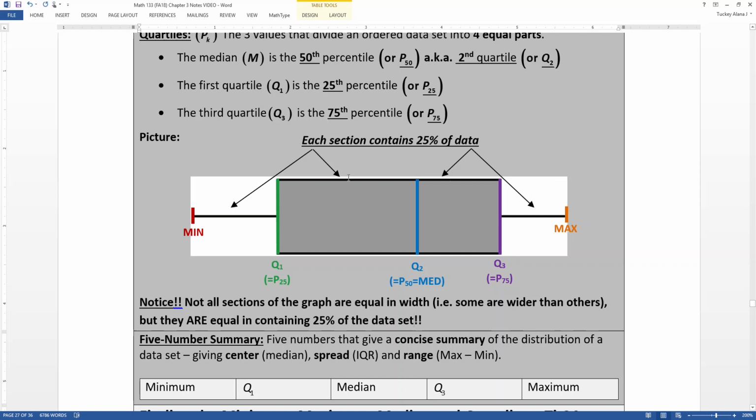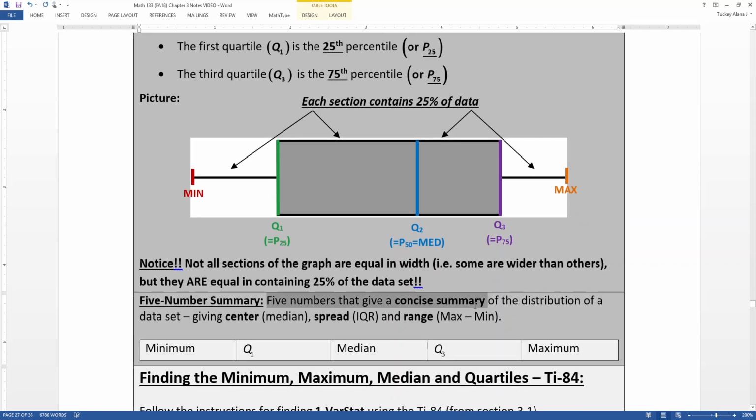So it's got a box from Q1 to Q3, and it has whiskers sticking off the end of it. We'll talk about that a little bit more later on in the 3-5 section of this. But suffice it to say that it's a really powerful graph because it shows you something very powerful called the 5-number summary. Now the 5-number summary is a really concise way of showing the distribution of a data set.